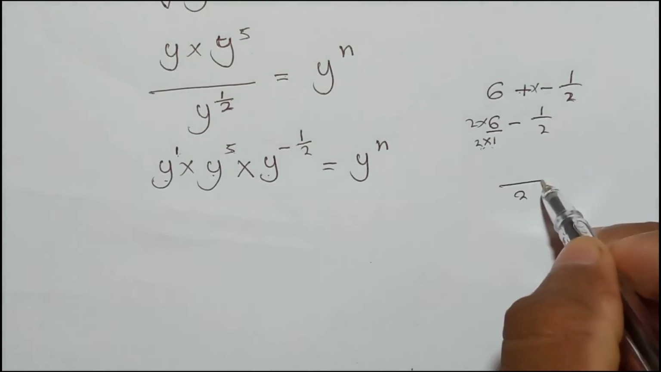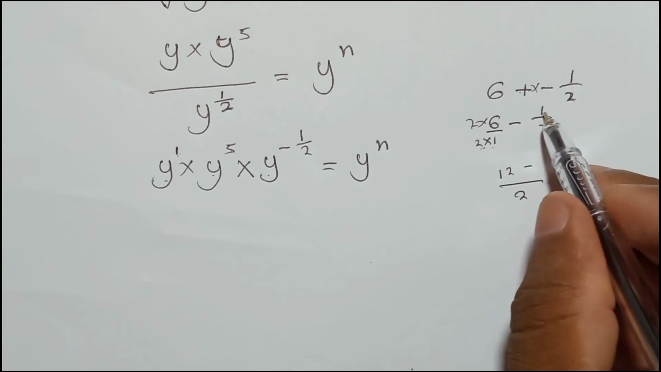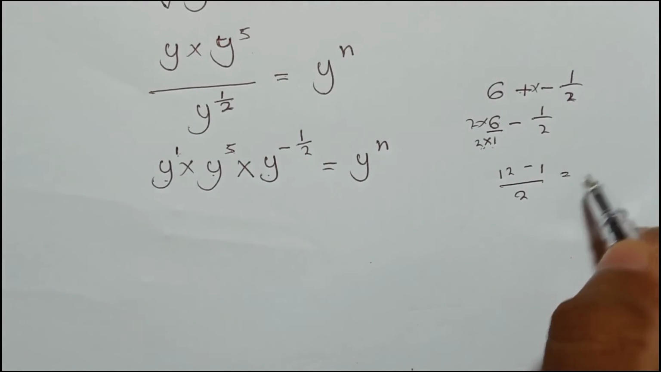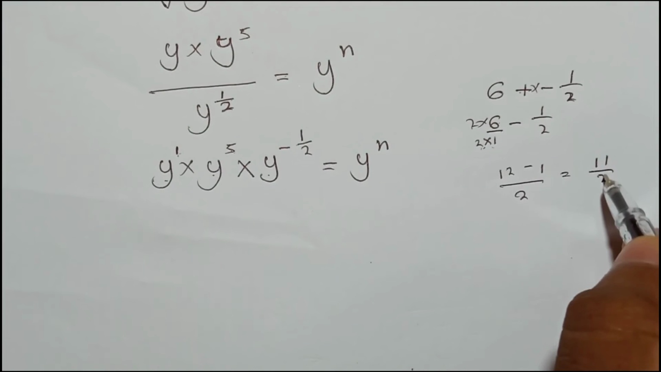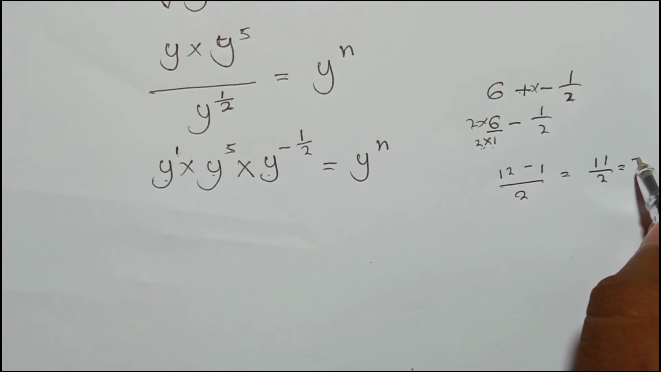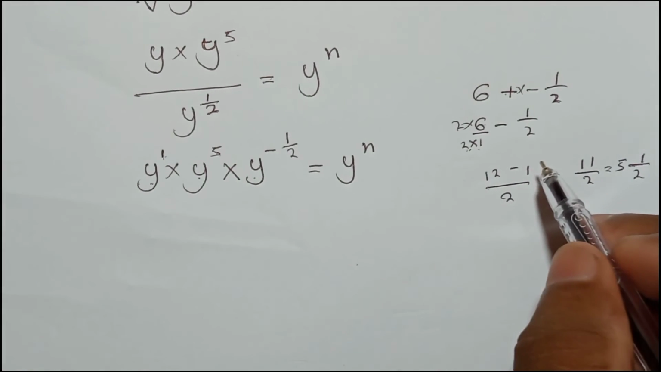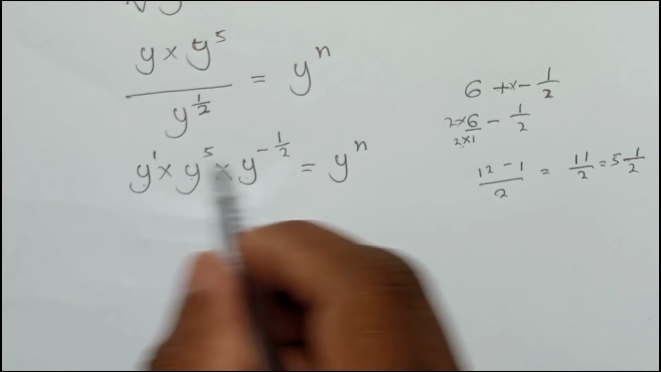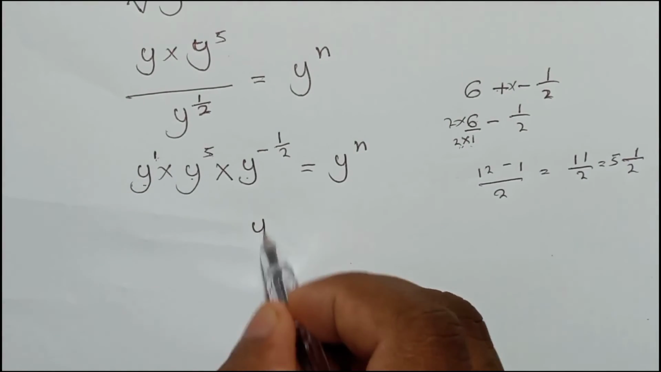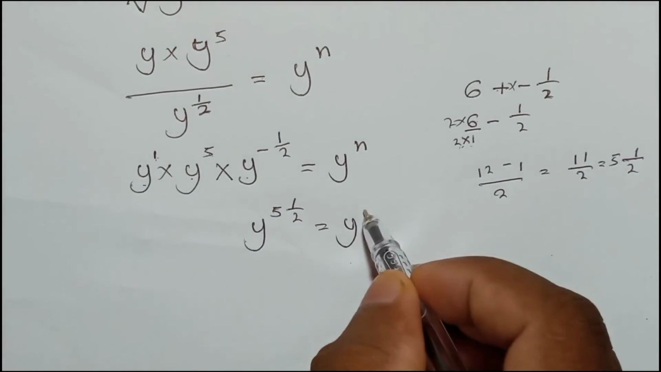Now we have the same denominator. Then 2 into 6 will be 12. 12 minus 1, now what is the answer? 11. 12 minus 1 is 11, so 11 over 2. 11 over 2 means 5 and half, right? That's the answer for this part. When you add all this, that's the answer. So I can write here y to the power 5 and half, like this. Here y to the power n.